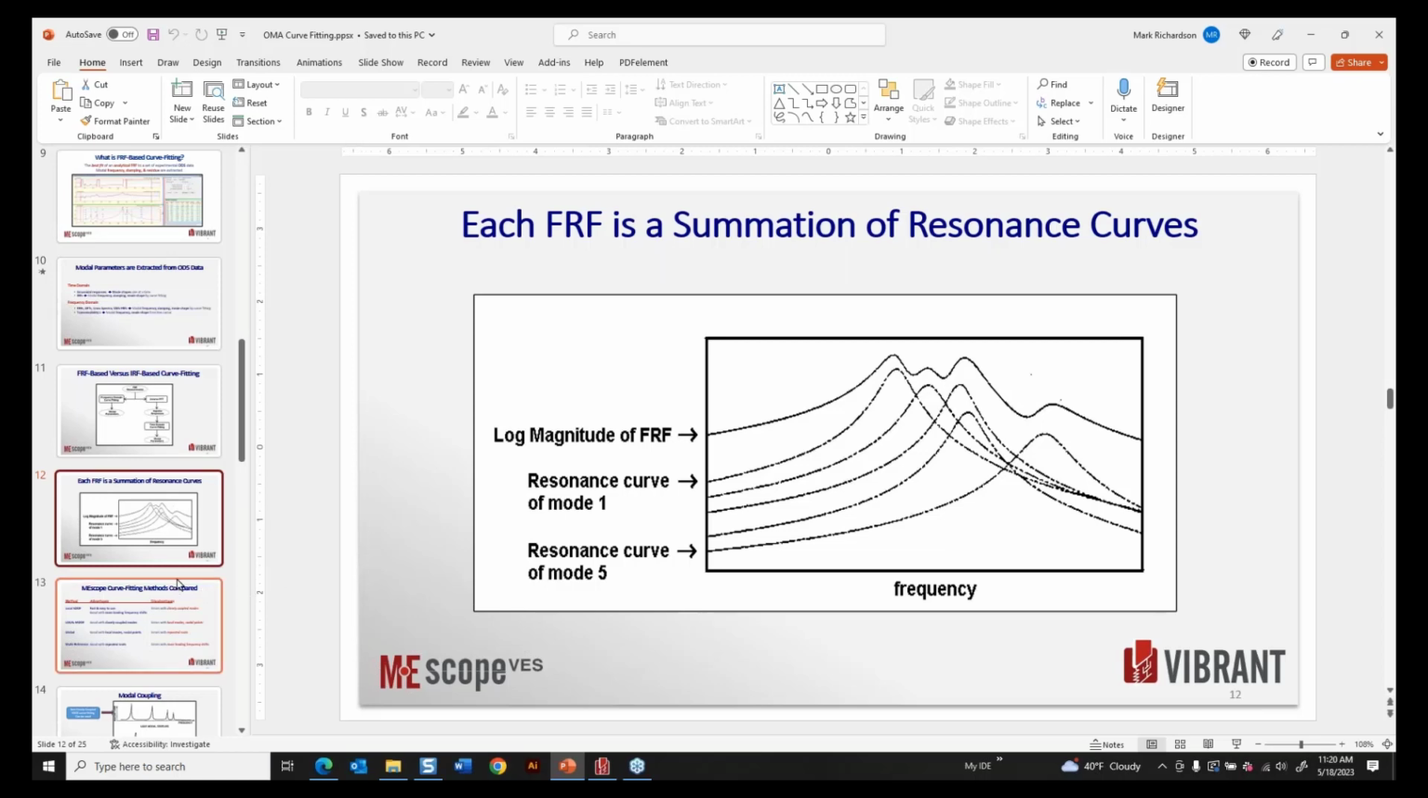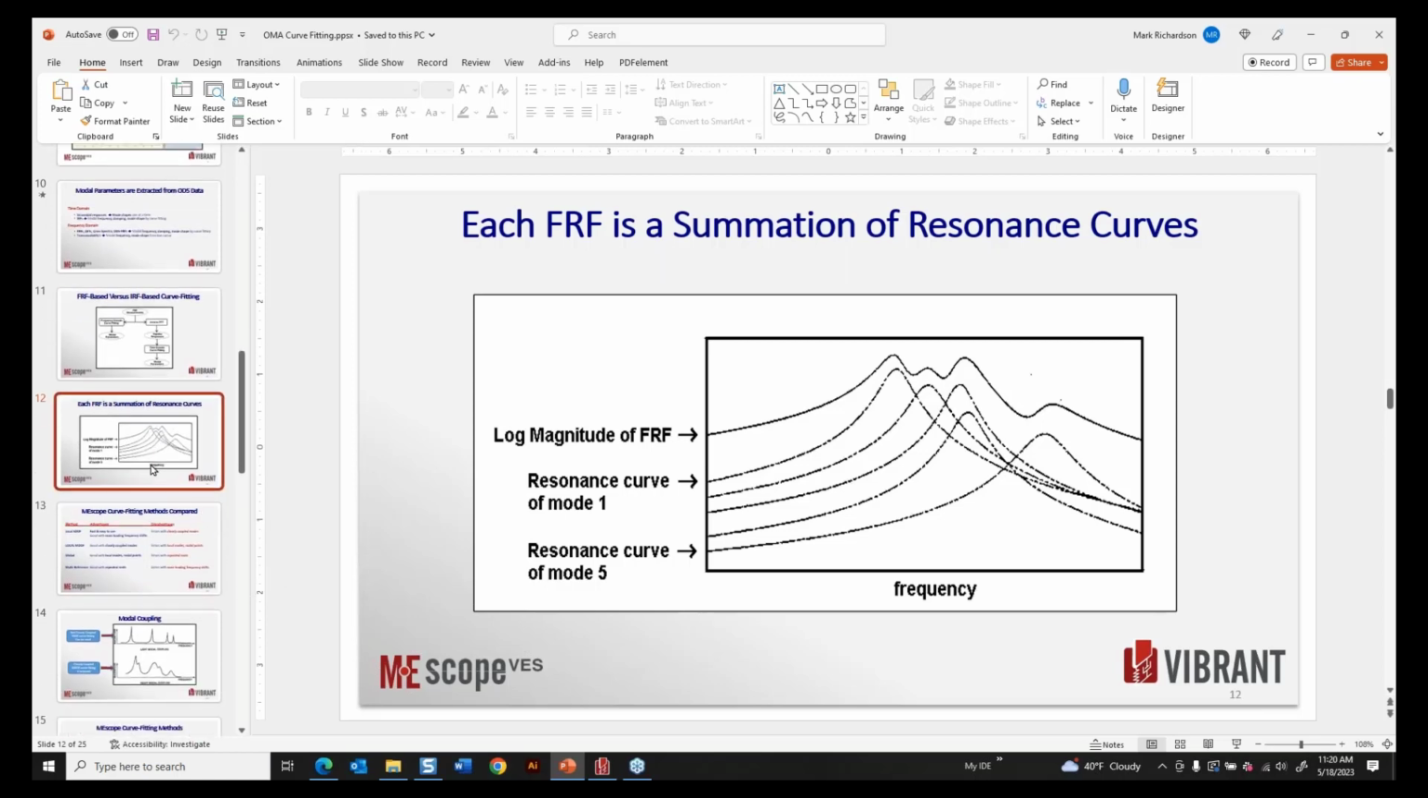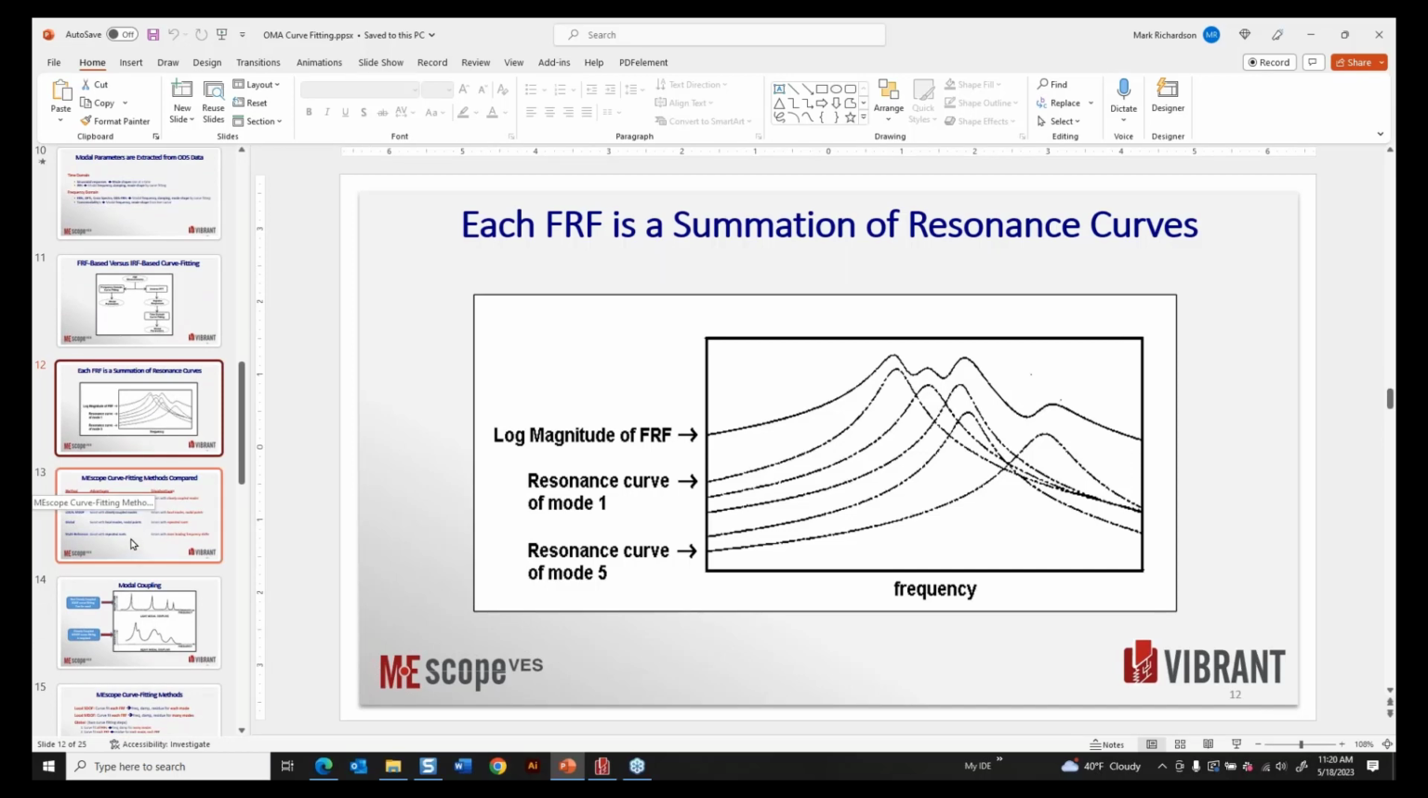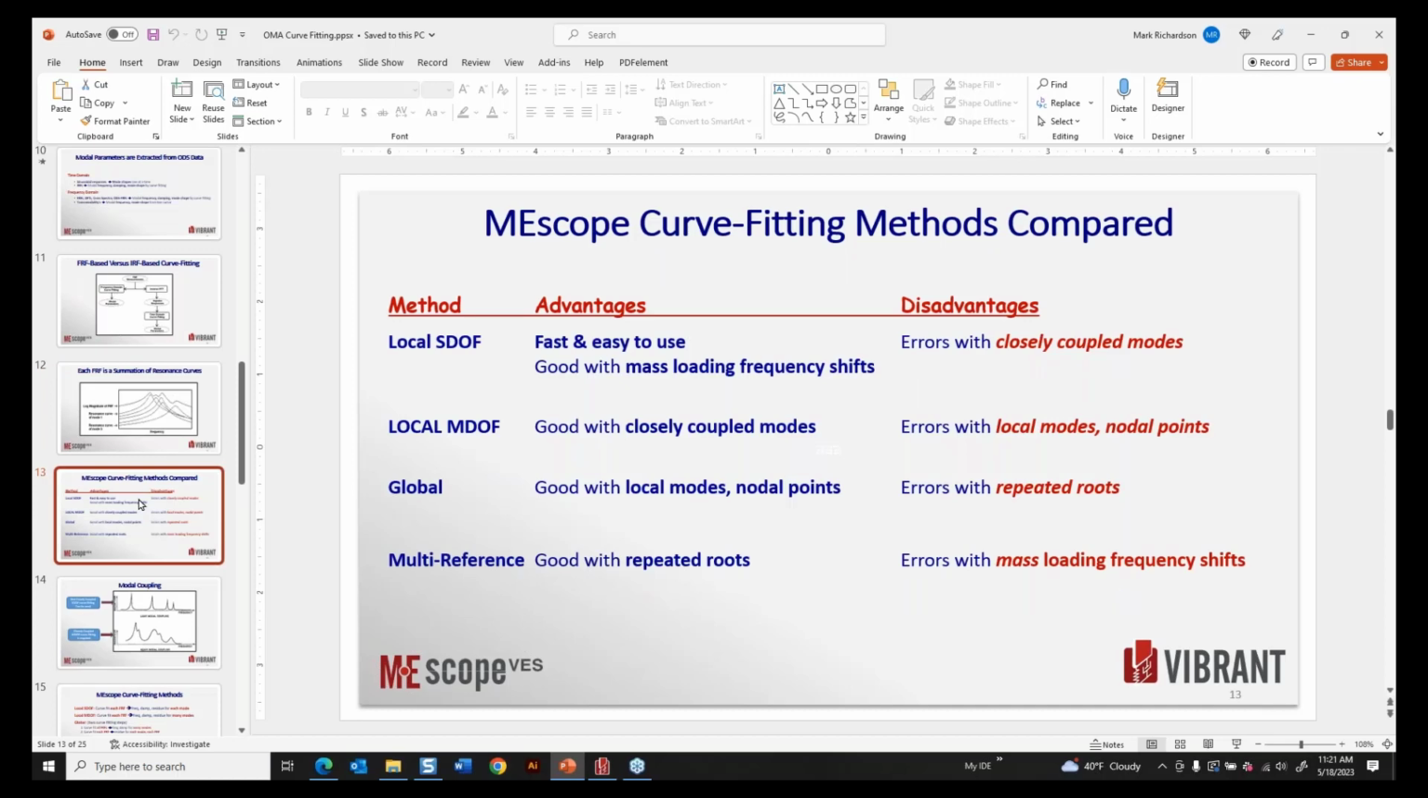It's a summation of resonance curves. So back to one of our fundamental laws, the universal laws of modal analysis, all vibration is a summation of mode shapes. And this here is saying it a little differently. It's a summation of resonance curves, one due to each mode.